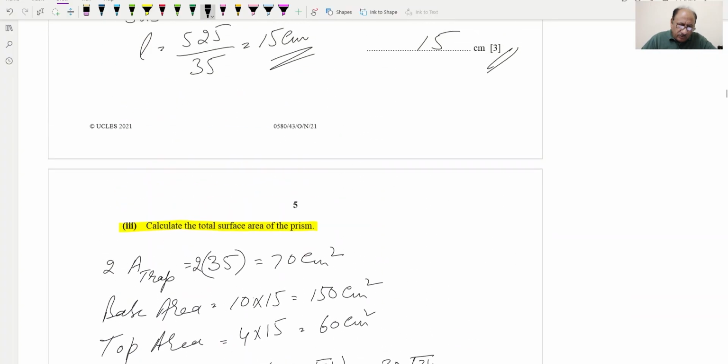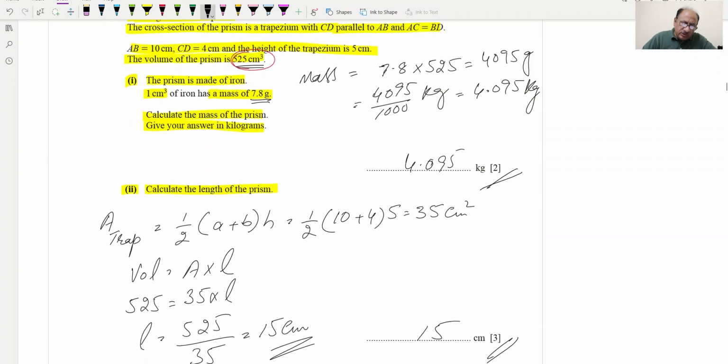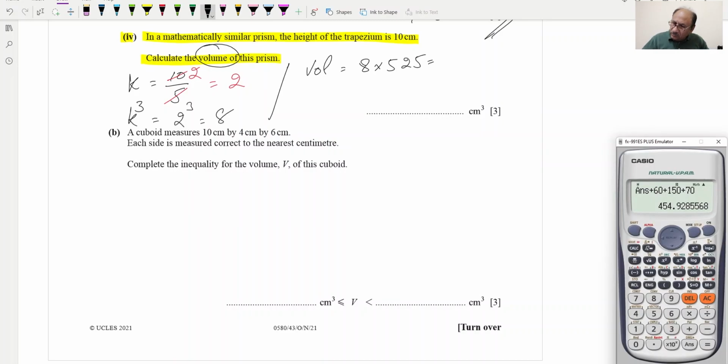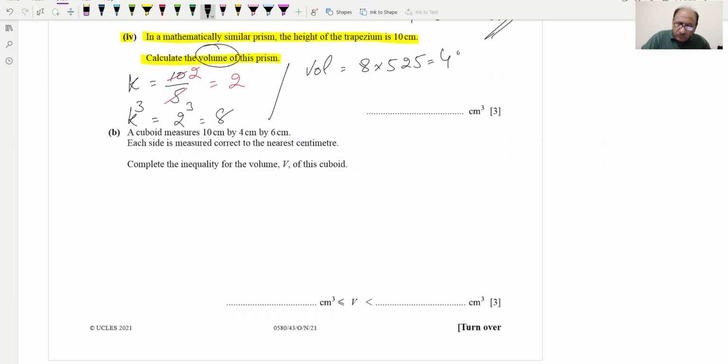It is provided over here, 525, this one, 525 centimeter cubed. So the volume will be equal to 8 multiplied by 525, and how much is this? 525 multiplied by 8 is equal to 4200, and that will be in centimeter cubed. This is the 3 marks question which we are done.